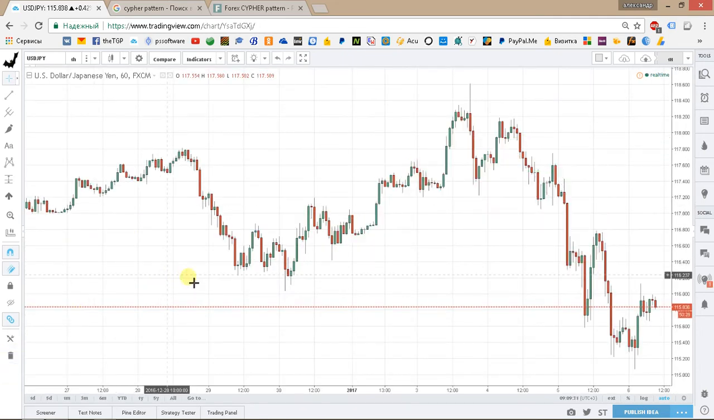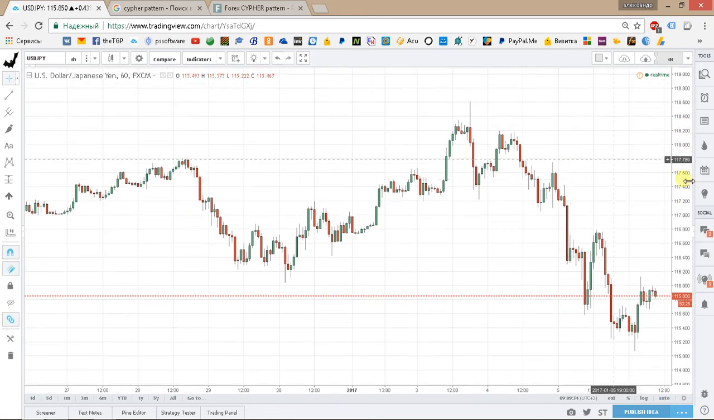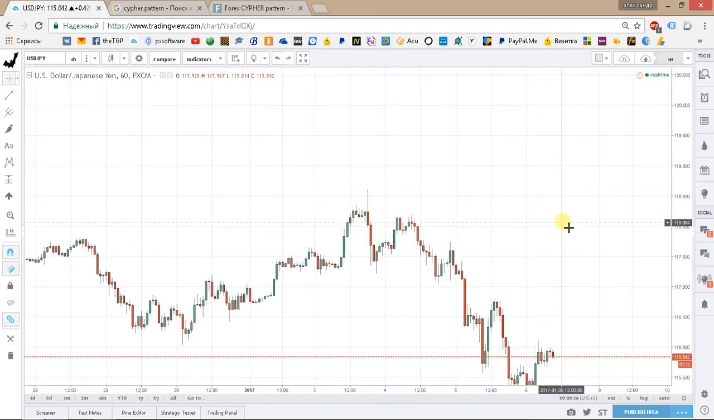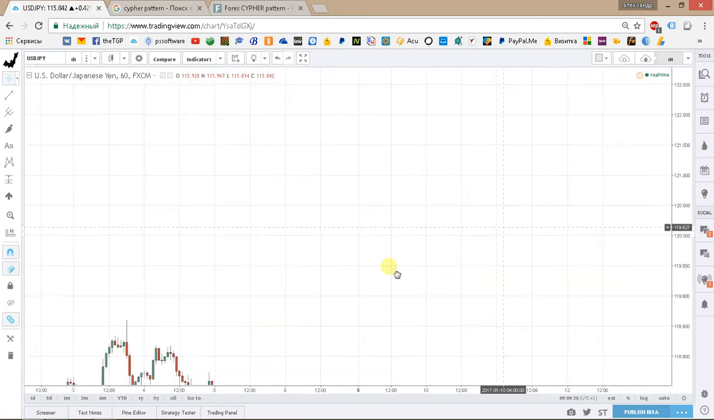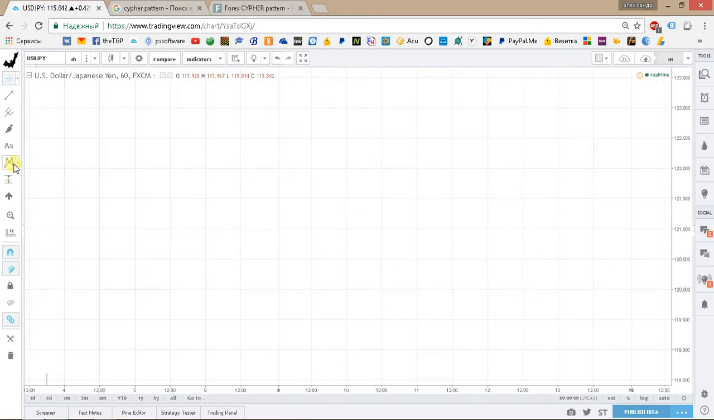With this, go to empty space maybe, or we can move it. Okay, let's take the cipher pattern tool.